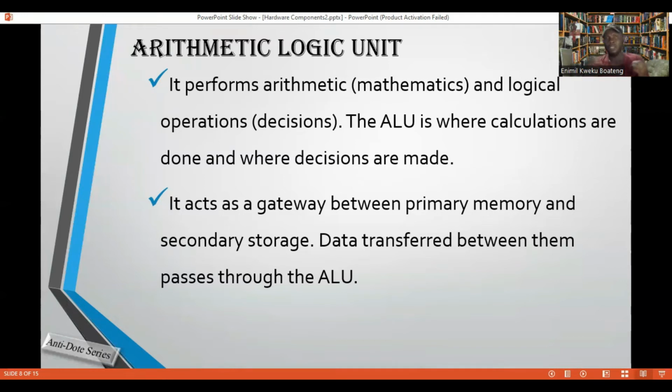and secondary storage. By primary memory, you're looking at RAM or ROM. By secondary storage, you're looking at your hard disk or optical disk, like CDs and DVDs, or flash drives. Then data transfer between them passes through the ALU.